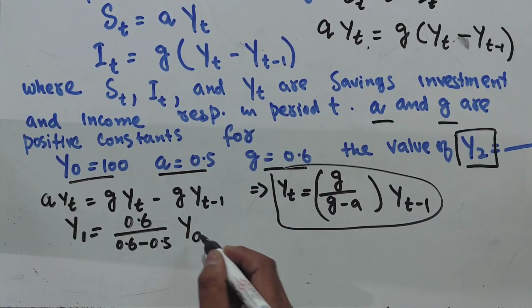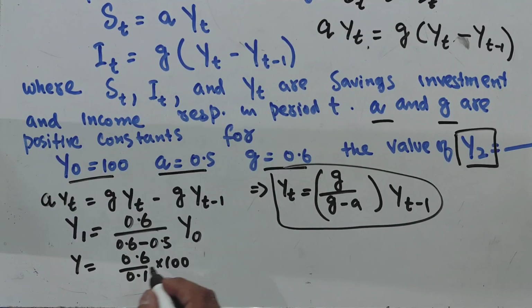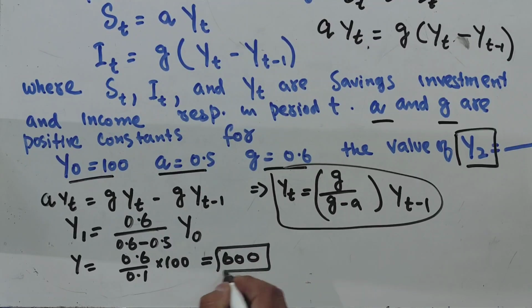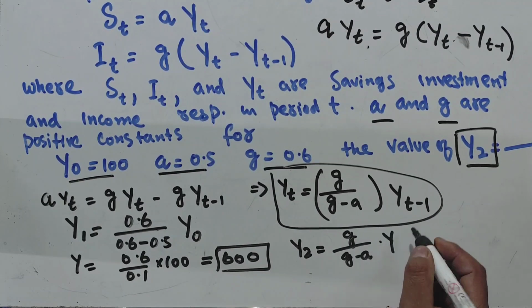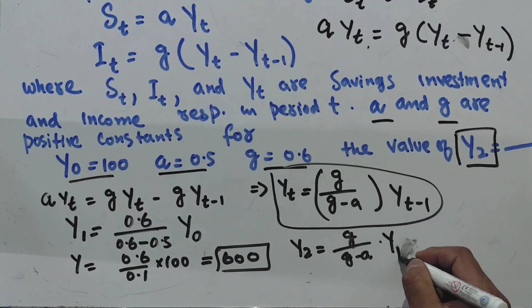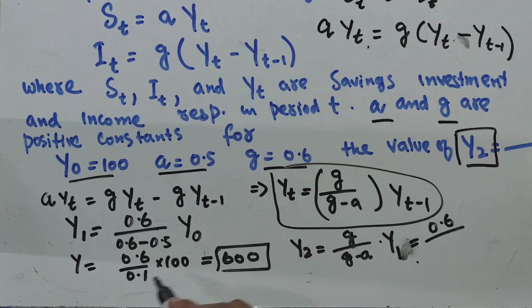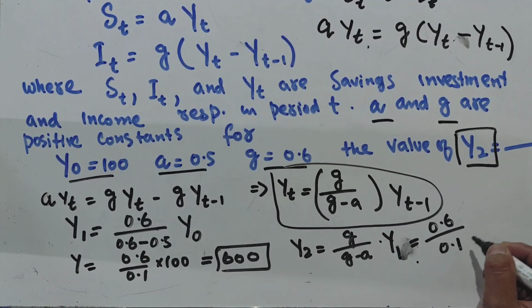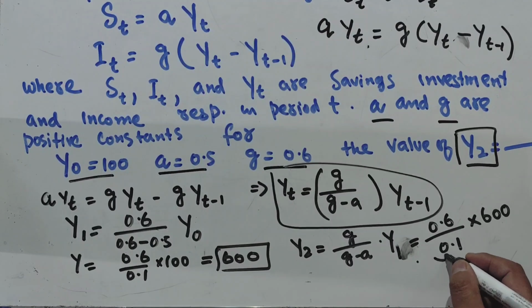It is y naught here, so y1 is equal to 0.6 upon 0.6 minus 0.5, and y naught is 100. So we will get 6 upon 1, which is 6, and 6 into 100 is 600. So y1 is 600. Now y2 will be equal to, again, in place of t we have 2, so we have G divided by G minus A times Yt minus 1, meaning 2 minus 1, which is 1. Putting in the values, we have 0.6, which is G, then G again, 0.6 minus 0.5 which is 0.1, into y1, which we calculated as 600. So 6 divided by 1 is 6, 6 into 600 is 3600. So the answer should be 3600.